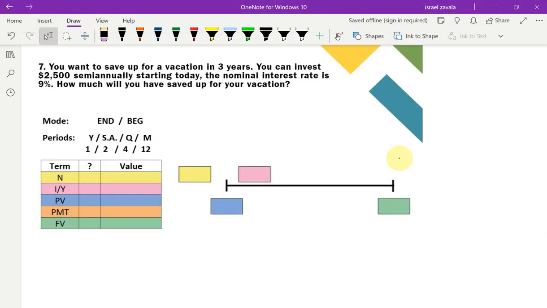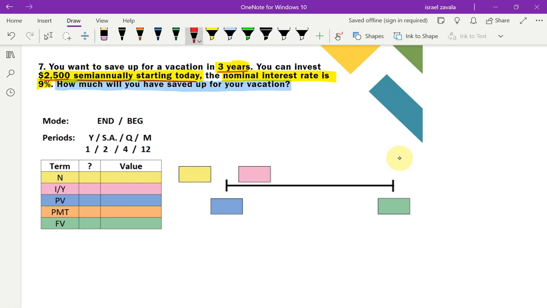All right, question 7. You want to save up for a vacation in 3 years. You can invest $2,500 semi-annually starting today. Look at that. All of these really important things right here. In 3 years, $2,500 semi-annually starting today. Okay. The nominal interest rate is 9%. Here comes a question. How much will you have saved for your vacation?